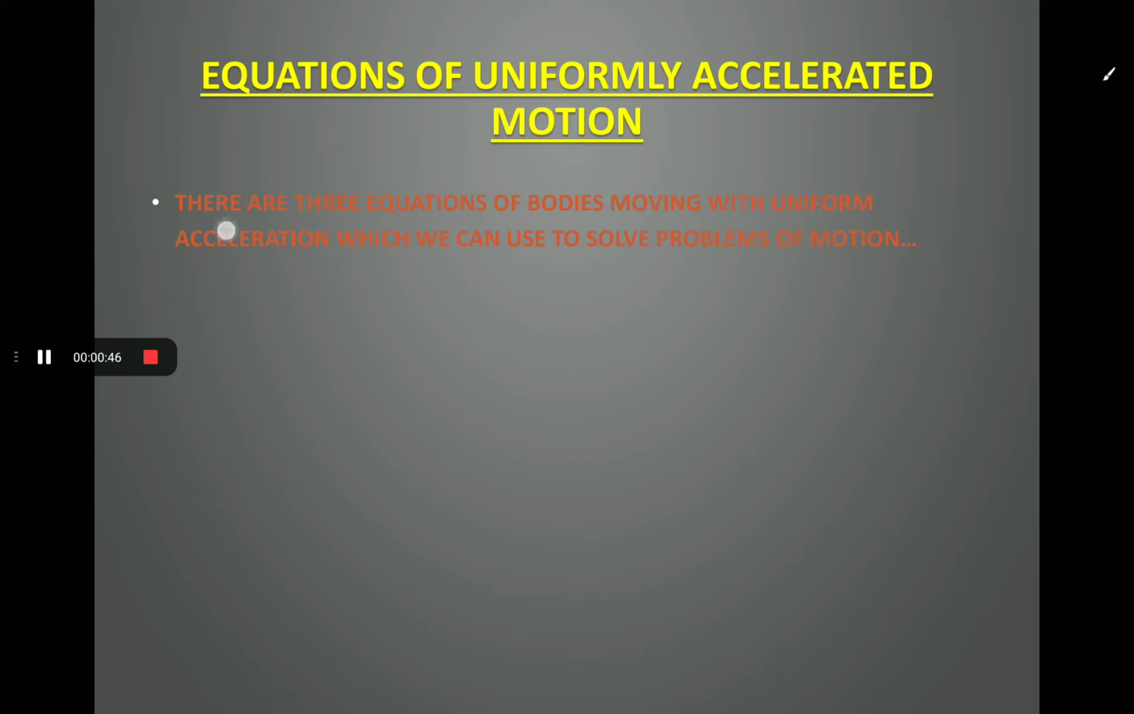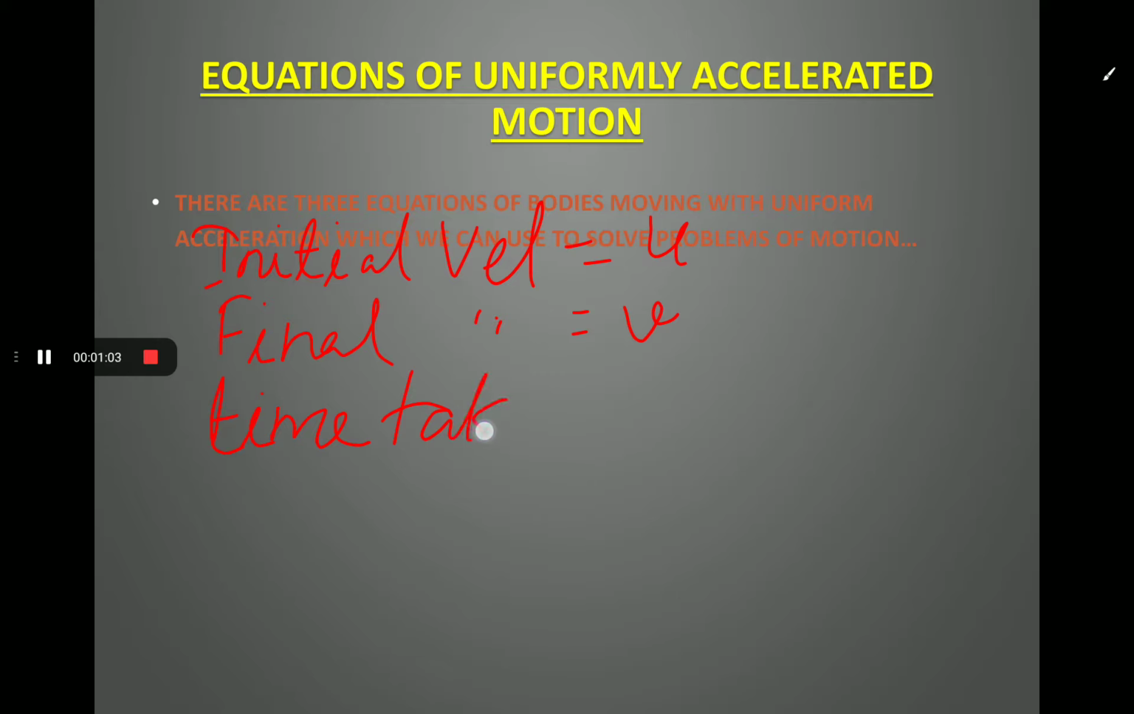Students, we know that the initial velocity is written as small u, final velocity small v, time taken small t, acceleration a, and distance is equal to s.